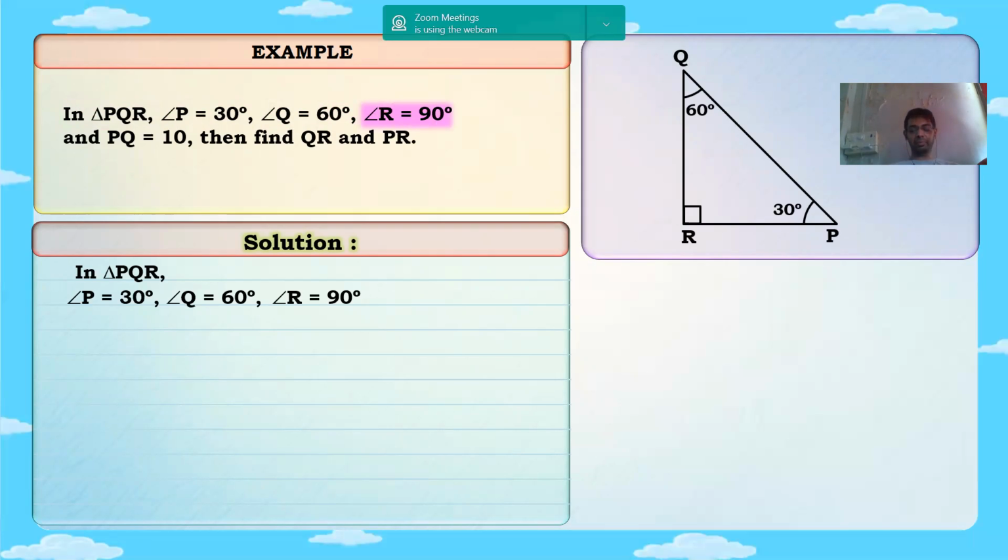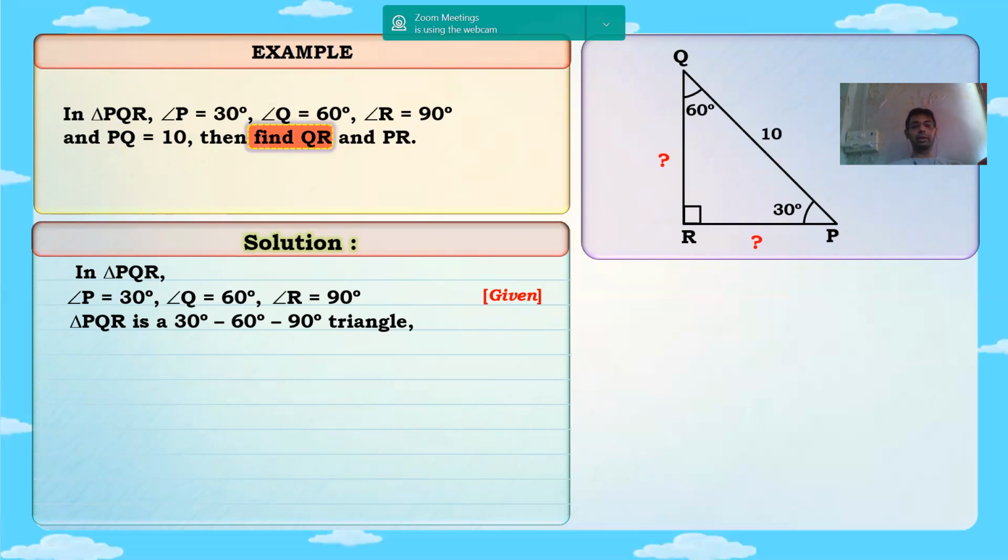Now if you see, this triangle is nothing but a 30 degree, 60 degree, 90 degree triangle. Okay, and we know that if it is a 30, 60, 90 type of triangle, we can use the theorem. So we will write: one of the sides is given as 10. They want us to find the length of QR and the length of PR.